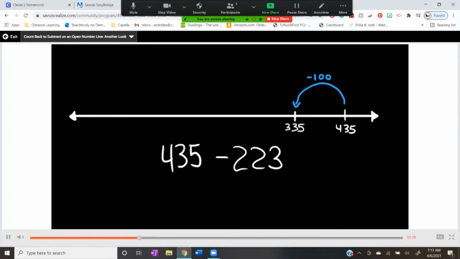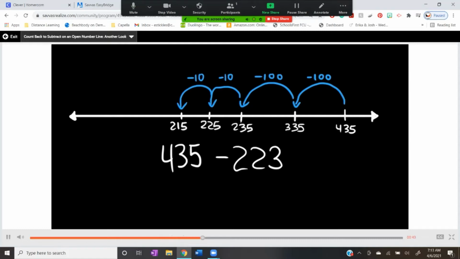If I jump back 100, I'm at 335. If I jump back another 100, I'm at 235. If I jump back 10 more, I'm at 225. Jumping back 10 more, I'm at 215. And if I jump back the 3 that's left, I'm at 212. So 435 minus 223 equals 212.